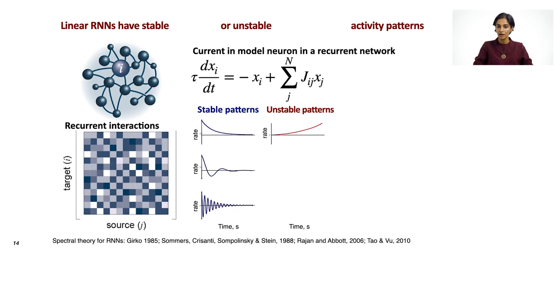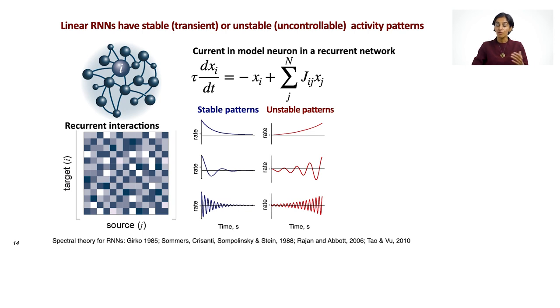The unstable patterns in a linear RNN all blow up. So what you can see here is a single mode, a single firing rate plotted as a function of time, and it explodes. And exactly like the stable ones did, they also oscillate with different frequencies before exploding. So here are two modes that I'm showing you here, one that oscillated with a smaller frequency and one with a larger frequency. Linear recurrent neural network models, therefore, also have stable or unstable patterns.